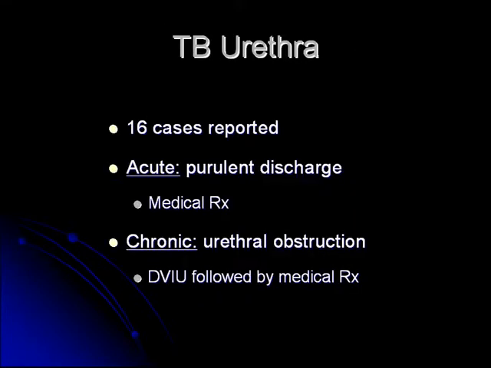The urethra can also be affected, although it's much rarer. It can be either an acute or a chronic presentation. In acute, it looks exactly like a sexually transmitted disease, with purulent discharge. Chronically, again, it leads to fibrosis, obstruction and scarring.